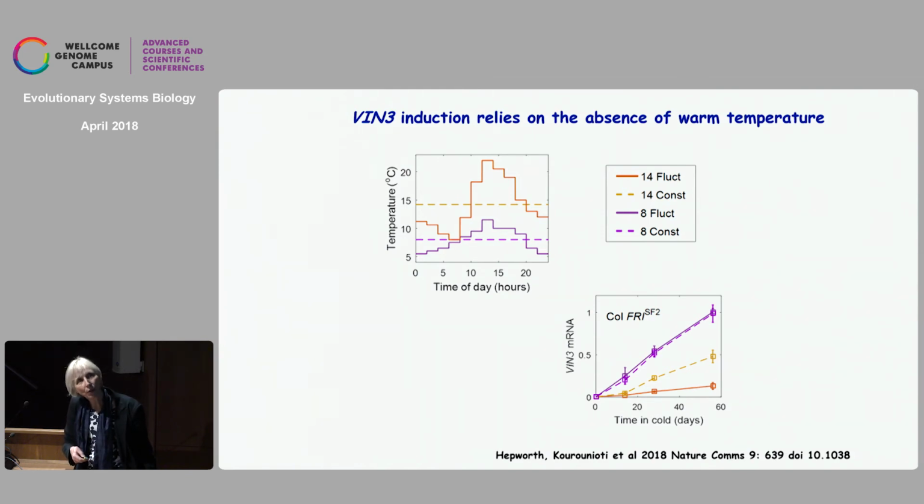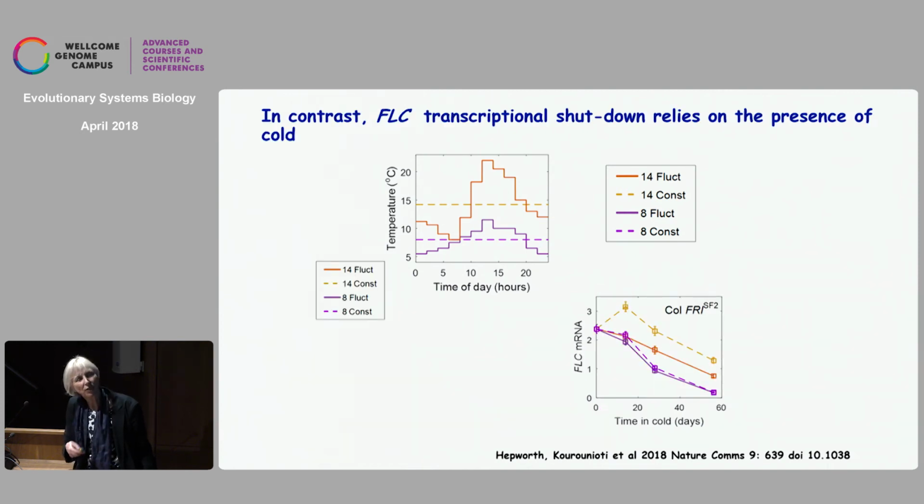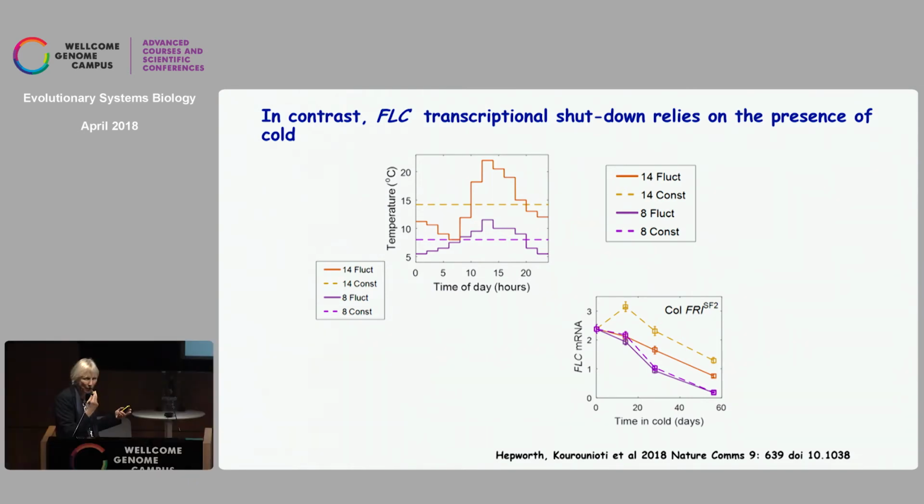But actually for the fluctuating, this one here, sorry, which way around have I got here? This is the constant, and this is the fluctuating. In fluctuating 14, you really can't accumulate your Vin3. And a similar set of data looking at FLC transcriptional shutdown, again with these different fluctuating and constant conditions. What that says is that you can't shut down FLC unless you have fluctuating, because with the 14 constant, you're not getting any shutdown. So we're starting to unpick really interesting aspects of the temperature input here.